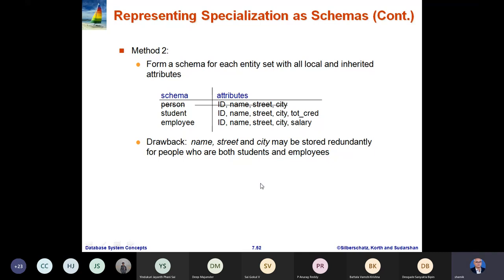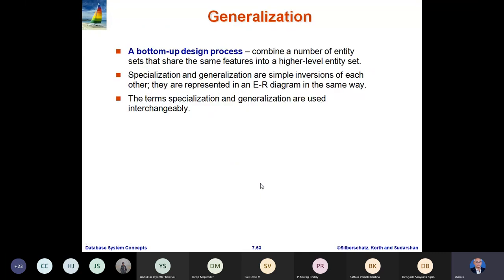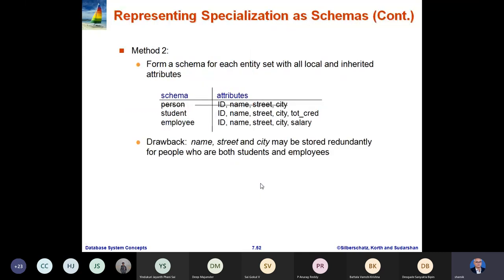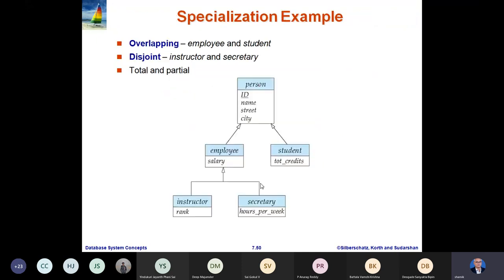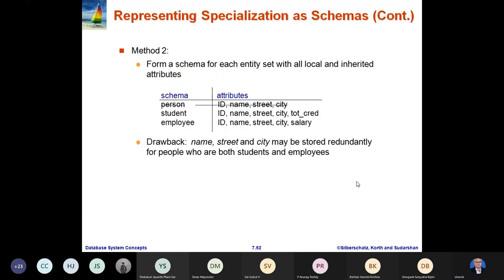Is there anything else that you notice, what could be other issues, or what could be other possible design choices besides these two? And also you can now assume that we have all these five entities, all the way up to instructor and secretary. So is there any other possible design choice?